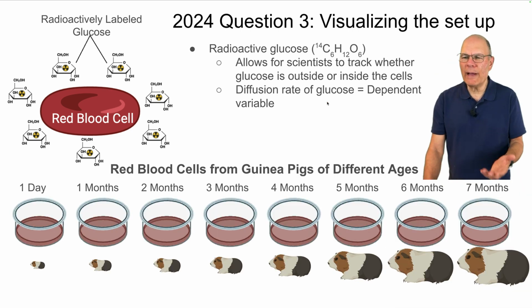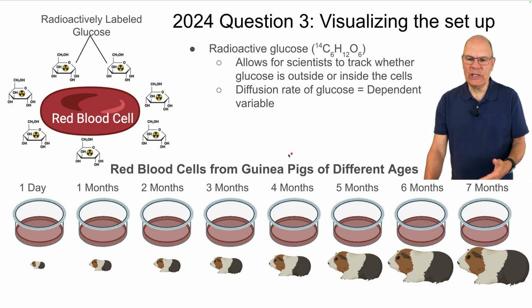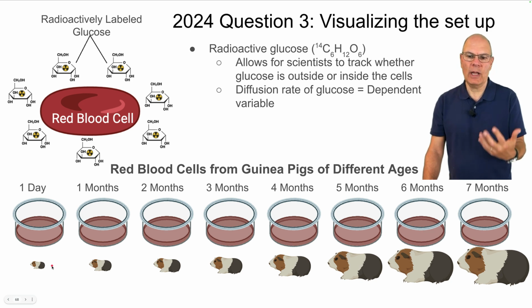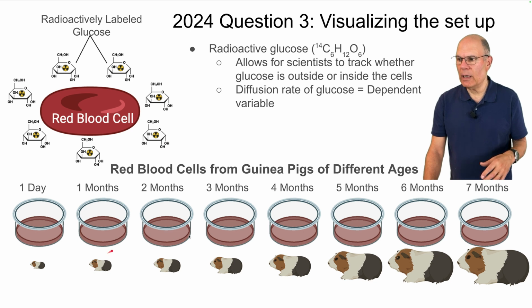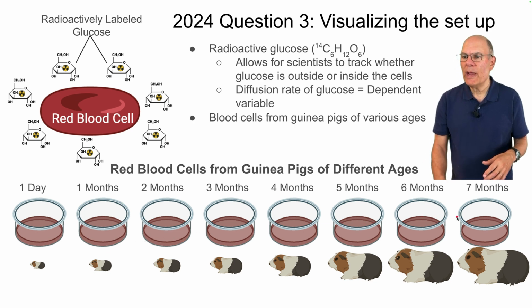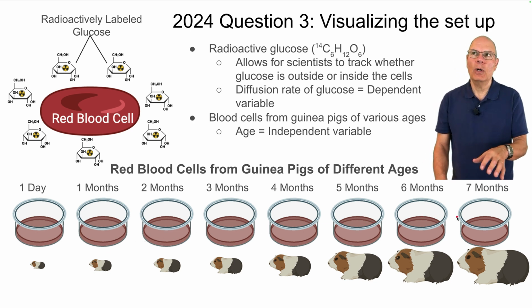We also talked about red blood cells from guinea pigs of different ages, and that's exactly what it sounds like. The scientists are going to take blood from a 1 day old guinea pig, a 1 month old guinea pig, all the way up to 7 months, and that will allow there to be another variable, which is age, and that's going to serve as the independent variable in this experiment.